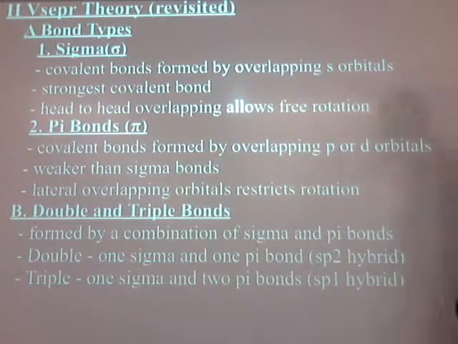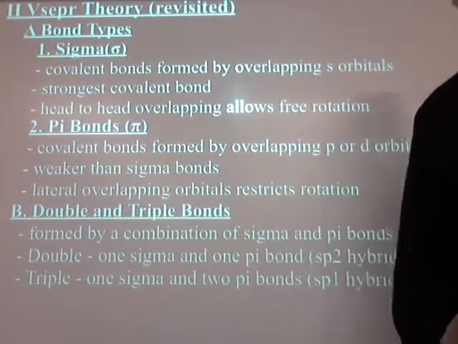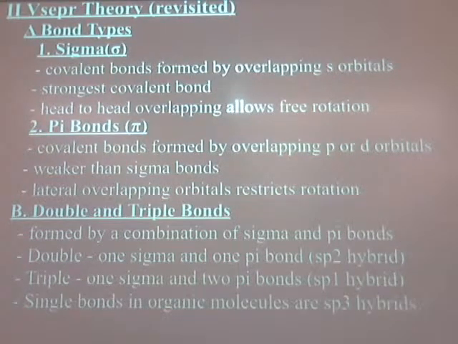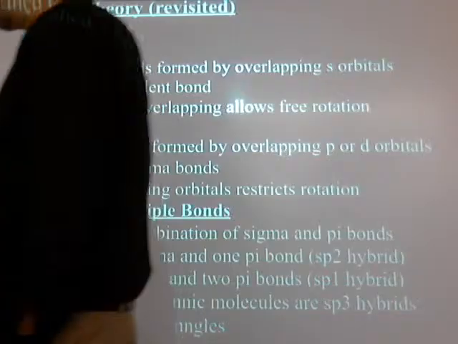Because carbon's unique. Carbon's a weird guy. He has what's called hybridization. We did talk about that. I'm going to refresh your memory on that in a second. So single bonds in organic molecules are sp3 hybrids, and they all form tetrahedral angles, if you remember, 109.5.